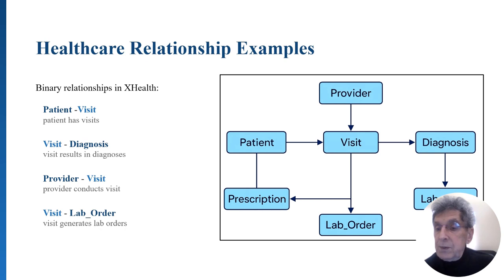Patient to prescription. A patient receives prescriptions. These prescriptions form a web of connections in our database. The entity relationship diagram makes this web visible. On screen, you can see a mini entity relationship diagram showing these connections. Patients connected to visits, visits connected to diagnoses, to lab orders, to providers, lab orders connect to lab results. This visual helps you see the structure before you actually build anything.